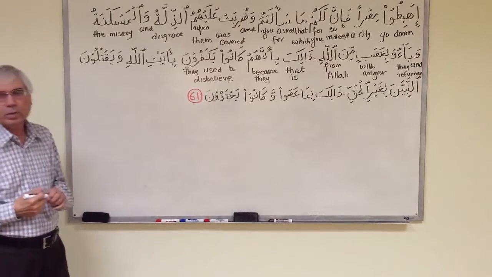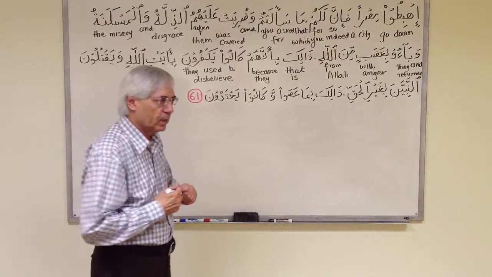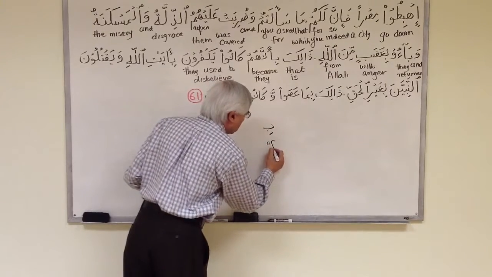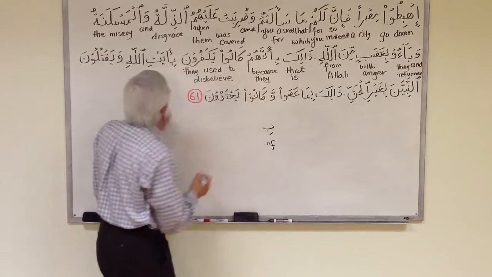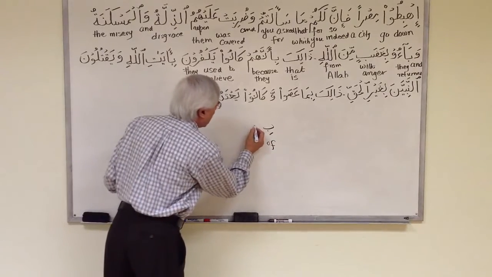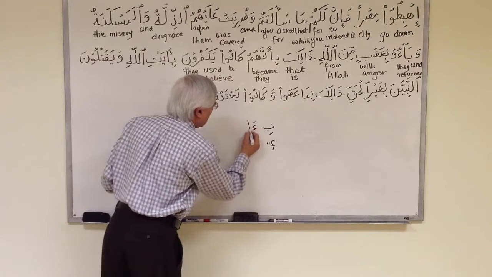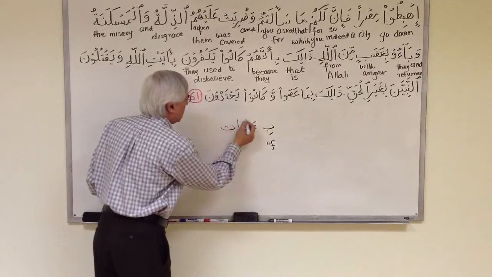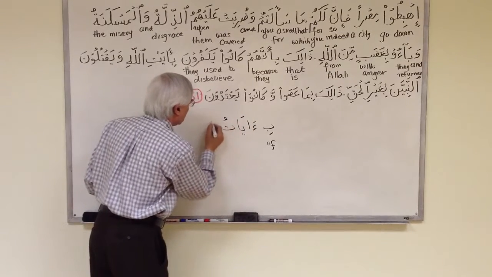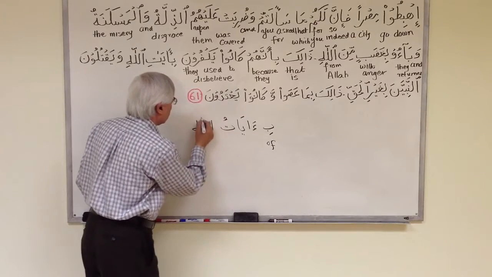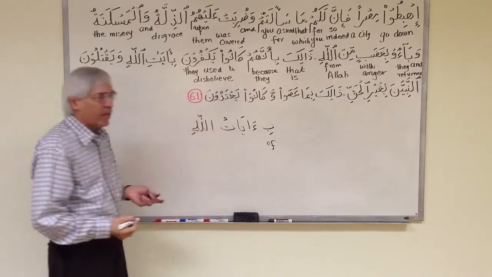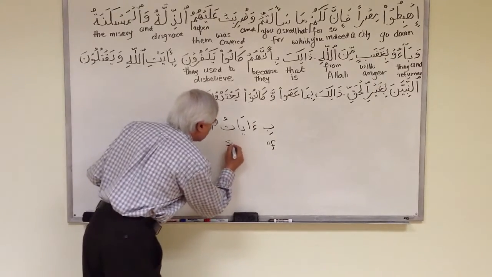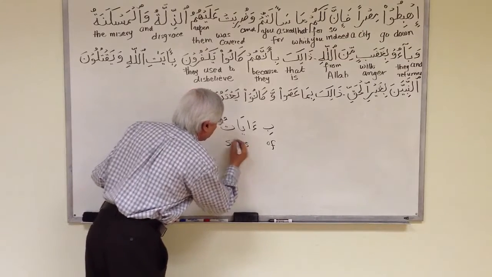Okay, so what are the next two words? Bi ayatillahi. Okay, so bi is one which means of or with. Ayat, and you can write down ayat like this. Ayat is the plural of ayah. One is ayatun. So this is signs of Allah.